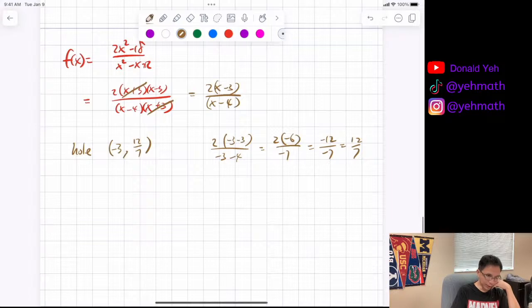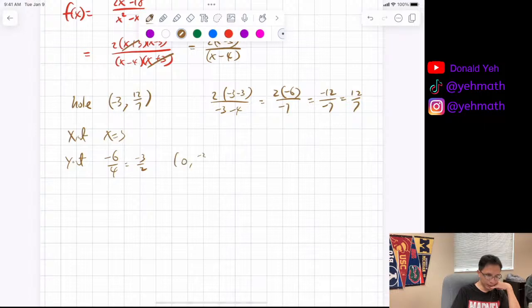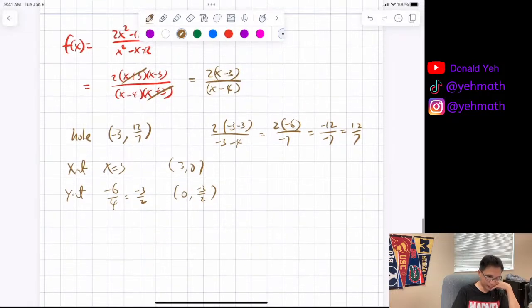Okay, so are there any x-intercepts? X-intercept is where? X equal to 3. Y-intercept is where? Negative 6 over 4, so that's equal to negative 3 over 2. So it'll be 0, negative 3 over 2. This one's 3, 0. Any vertical asymptote? X minus 4 equal to 0, x equal to 4, good.